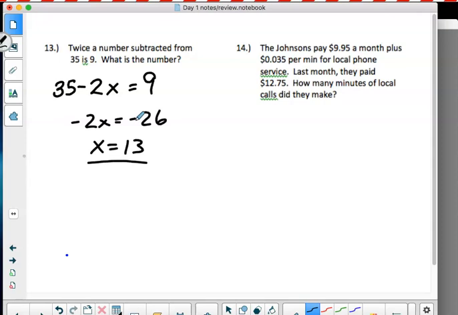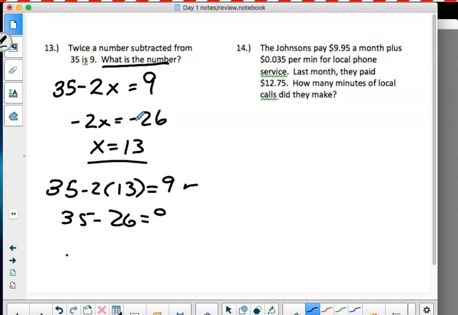Now, did you notice that I read that like 3 times and I reordered stuff after I wrote stuff down? And they say, what is the number? So let's just double check. I got 35 minus 2 times 13, and that's 9. That checked out because that's going to be 26. 35 minus 26 is equal to 9. Sorry, I kind of did that a little faster in my head.